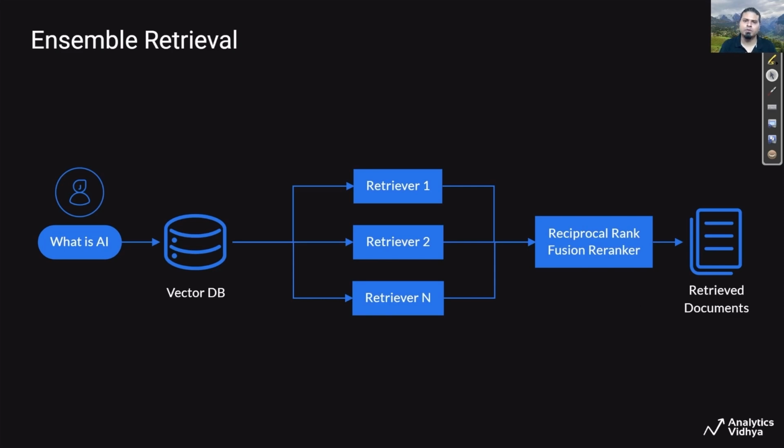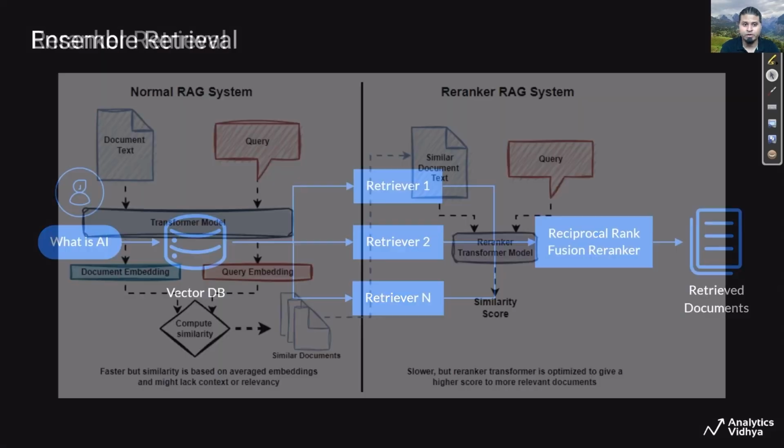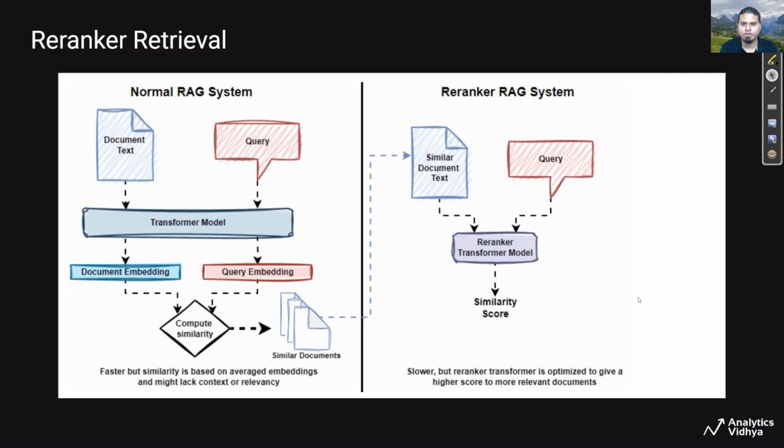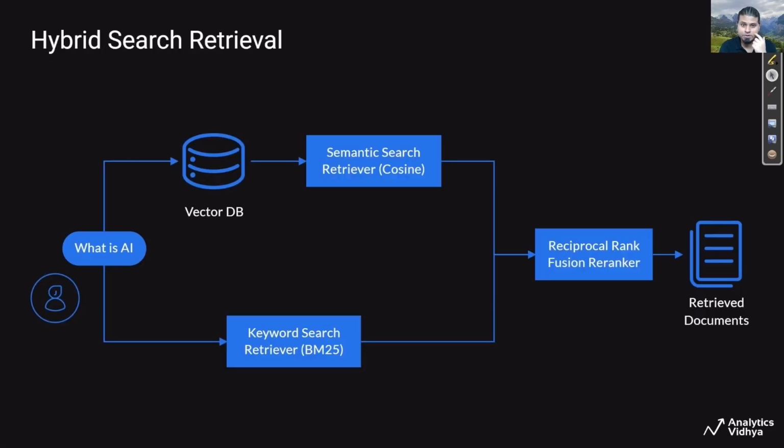So using ensemble retrieval, you can combine multiple retrieval strategies, including all of the ones which we discussed previously. What about hybrid search retrieval?